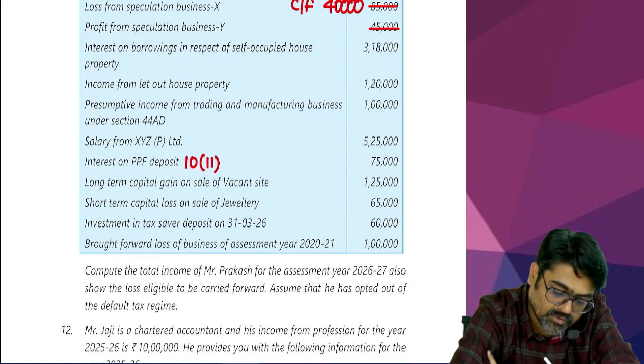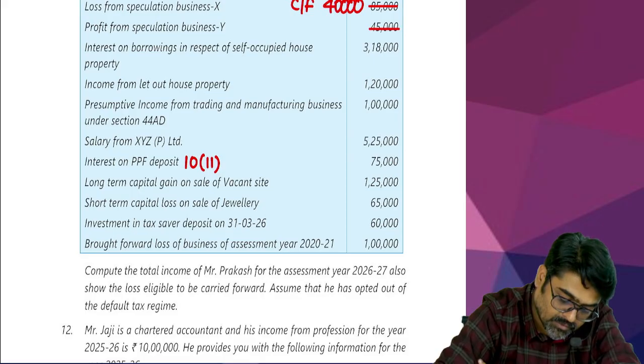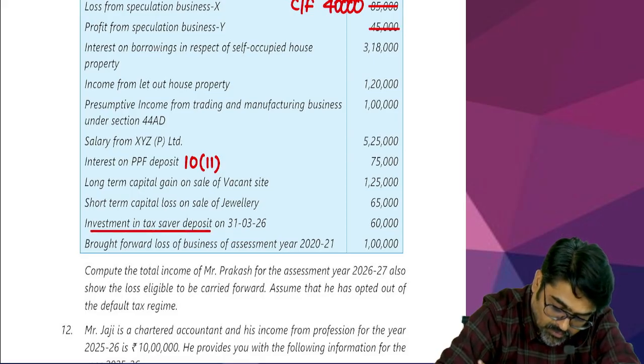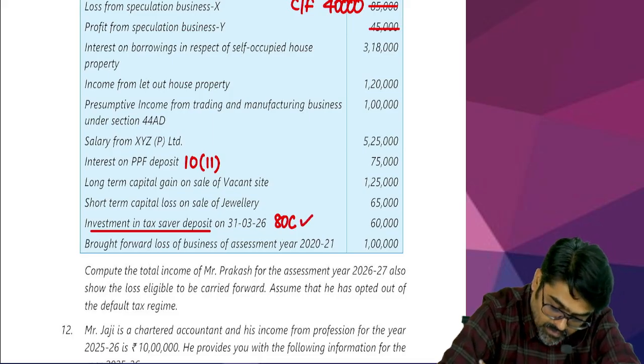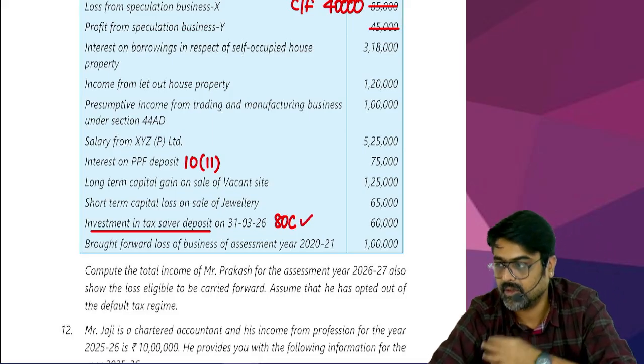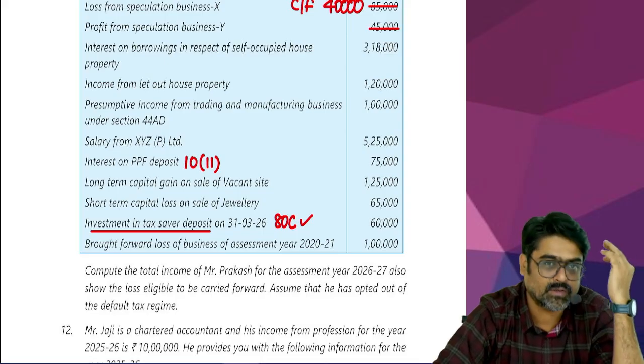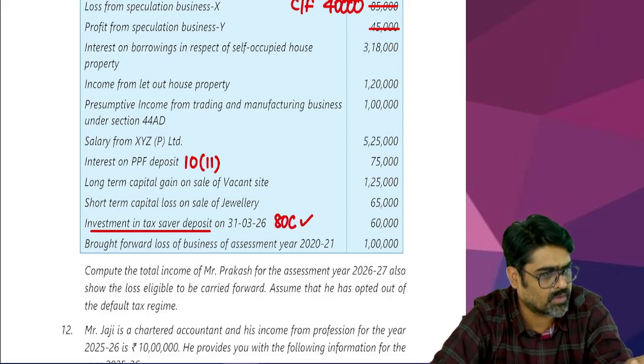Long-term capital gain on sale of vacant site. Short-term capital loss on sale of jewelry. Investment in tax saver deposit. Whenever you invest in tax saver deposit, you get deduction under section 80C. If you invest in tax saver deposits, you get deduction under 80C. You will come to know in 80C. Don't worry about this. Okay?